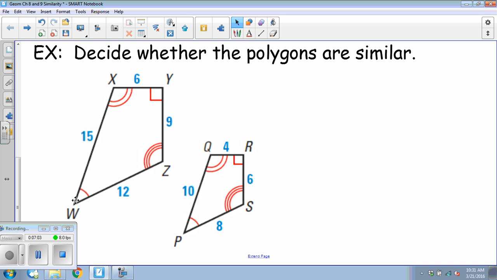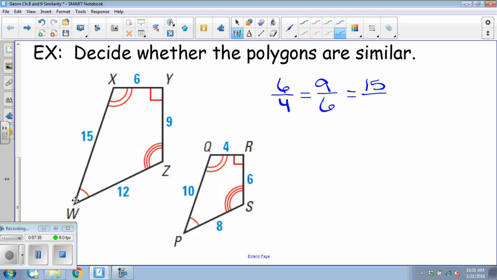And then we check our corresponding sides. We check their ratios. We check to make sure that they are proportional. You have to check all four ratios and make sure that they're all equal. I'll start at the top. So 6 over 4 has to equal 9 over what? 9 over 6. And that has to equal 15 over what? 10. And that has to equal 12 over 8.